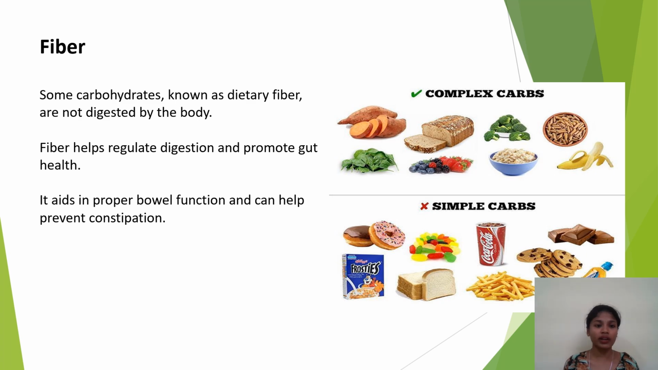Fiber in carbohydrates. Some carbohydrates known as dietary fiber are not digested by the body. Fiber helps regulate digestion and promote gut health. Carbohydrates are broken down quickly by the body to be used as energy. Simple carbohydrates are found naturally in foods such as fruits, vegetables, milk and milk products. They are also found in refined sugars such as candy, table sugar, syrup and soft drinks.